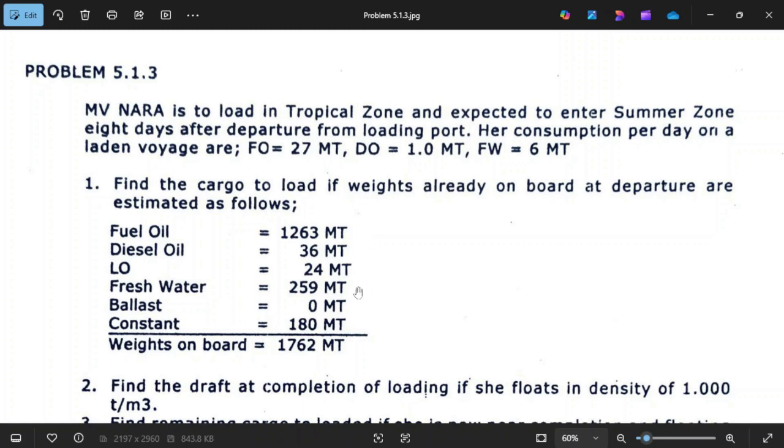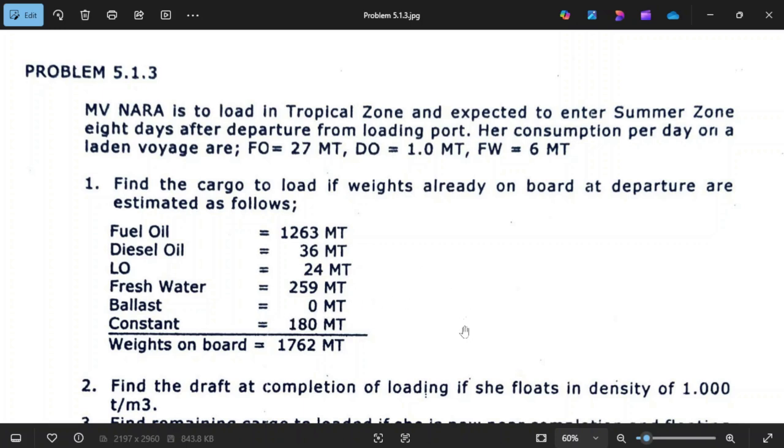And these are the ROBs on departure from a tropical zone. So this is remaining weights on board. Fuel is 1263 metric tons, diesel is 36, LO is 24, freshwater is 259 metric tons, ballast zero and constant is 180. Ballast is zero because he is loading. That's why we have to take out all the ballast.